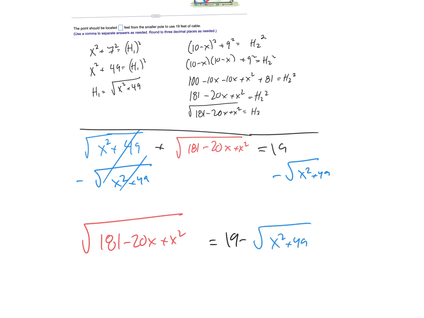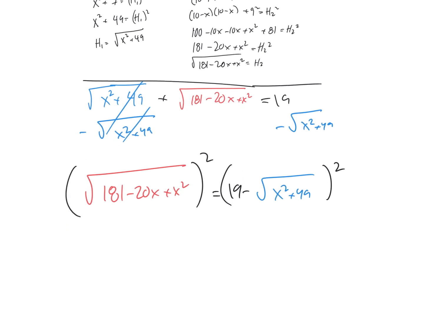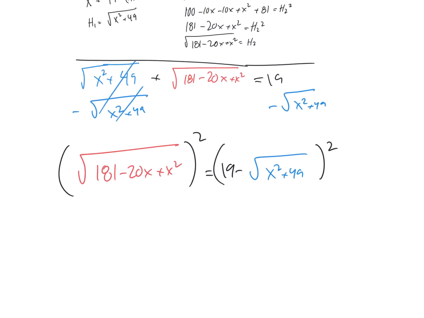Okay, so now I'm going to square both sides. Okay, and you can see it just made my life a little bit easier because this side, the squares are going to kind of cancel each other out. The square root will cancel with that square. And then on the other side, we do have a little bit more work to do, but let's at least do this. So we have 181 minus 20x plus x squared. That's no longer inside the square root because you square root and then you square it.